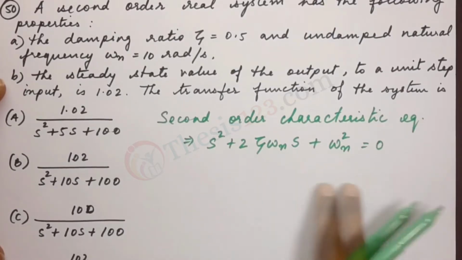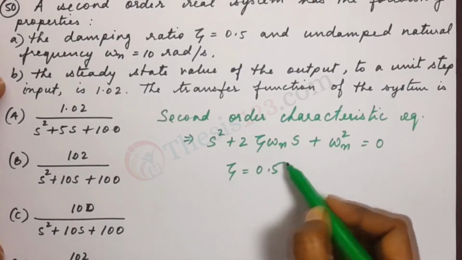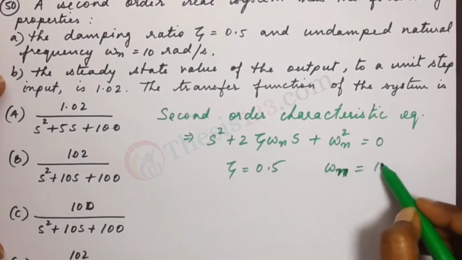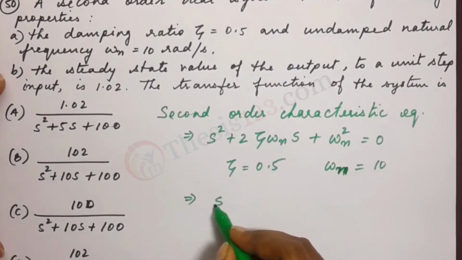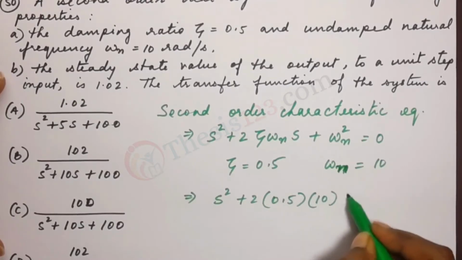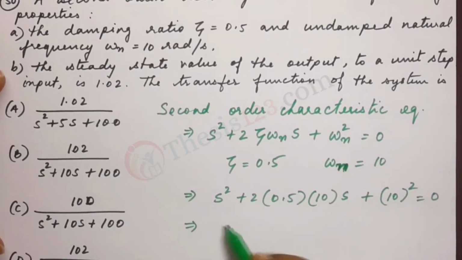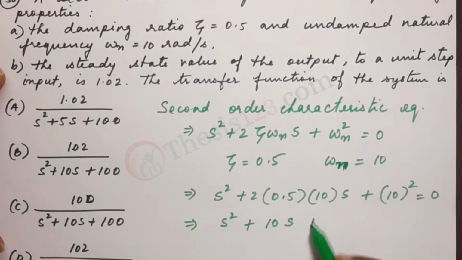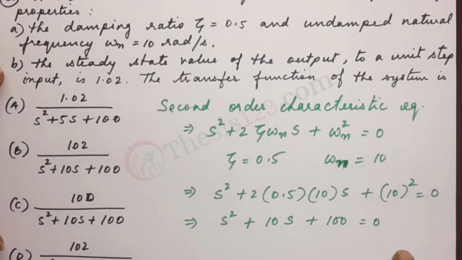It's a general equation. It will be good to remember. And we have been given that psi value is 0.5 and frequency omega n is 10. So let's substitute these values in the above equation. So we get s square plus 2 into 0.5 into 10 s plus 10 square is equal to 0. And this gives us s square plus 10s plus 100 is equal to 0. Now this is our characteristic equation.